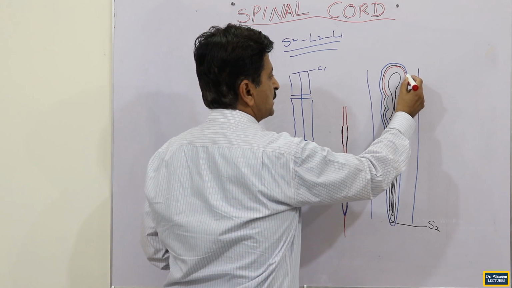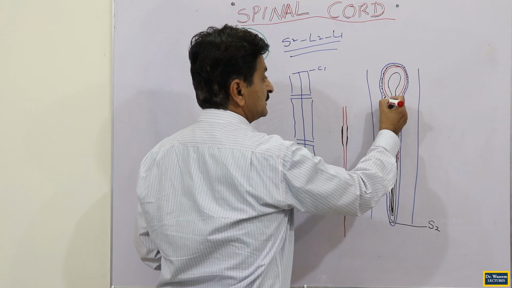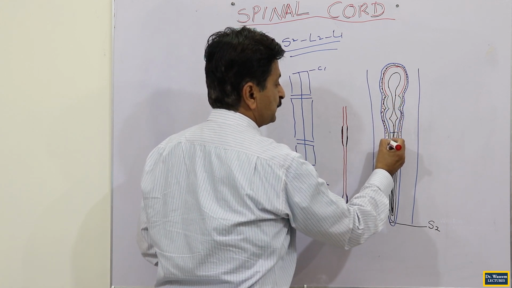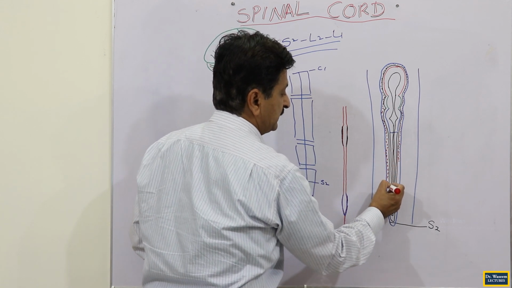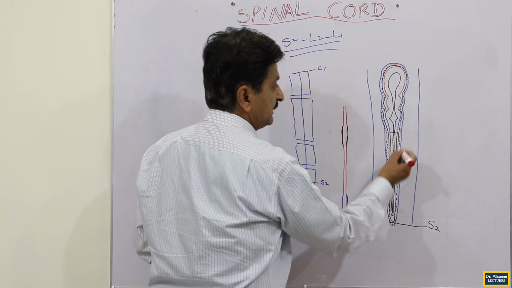This is the subarachnoid space, which I am filling with the CSF. But the CSF is not formed here in the subarachnoid space. The CSF is formed in the ventricles, in the central cavity of the brain, not the spinal cord. That central cavity of the brain is the ventricle.